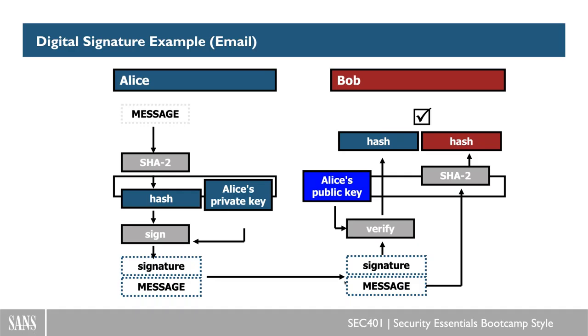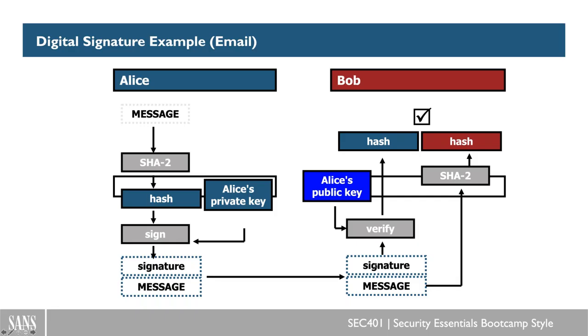Now, we won't talk interception here. We'll just talk about it being received by Bob. Bob receives the message and the signature. The message that he received, he needs to verify. That's the idea. He's verifying what he received. So he takes his email and he runs that through the same hashing algorithm that Alice did, SHA-2. He now has a hash of what he received. He puts that to the side.